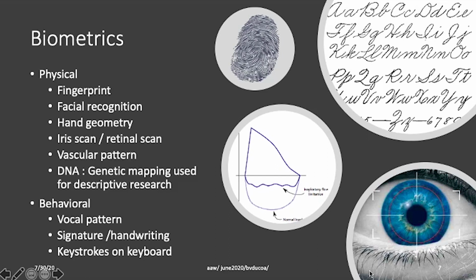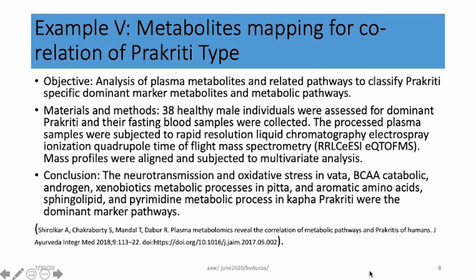There are certain instruments which measure vocal pattern. Your signature and handwriting can be traced. All these techniques are available in the forensic laboratories of different cities, and you can make use of these techniques for your research. A very interesting research I am going to share with you, where they have used this mapping technique for correlation of Prakriti type with the metabolites. This research was conducted by Shirolkar and his group.